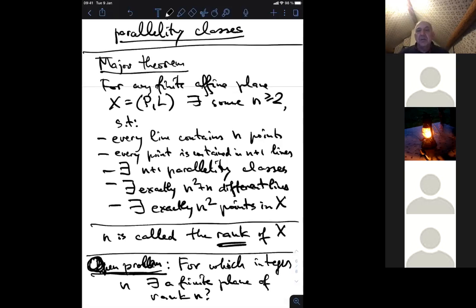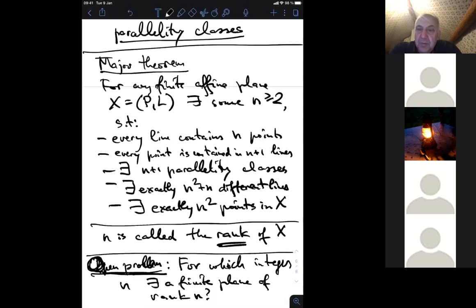I think this is still not known. By the end of the lecture, we'll motivate using Latin squares that n = 6 is impossible. But I think in general it's an open question.